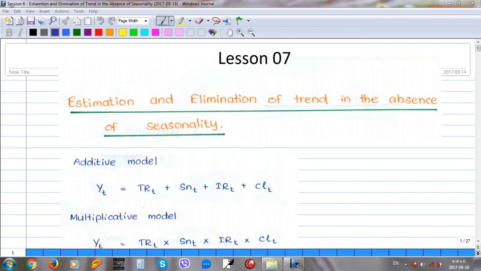STA 3624 Time Series Analysis and Forecasting. Lesson 7: Estimation and Elimination of Trend in the Absence of Seasonality.